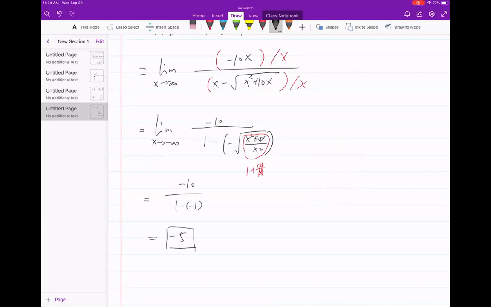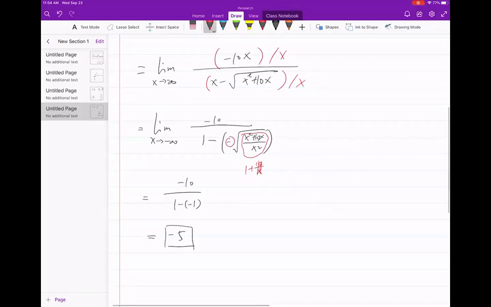And it's correct. So I would say the key part is the negative sign here. Just be careful. Okay, it's negative infinity.